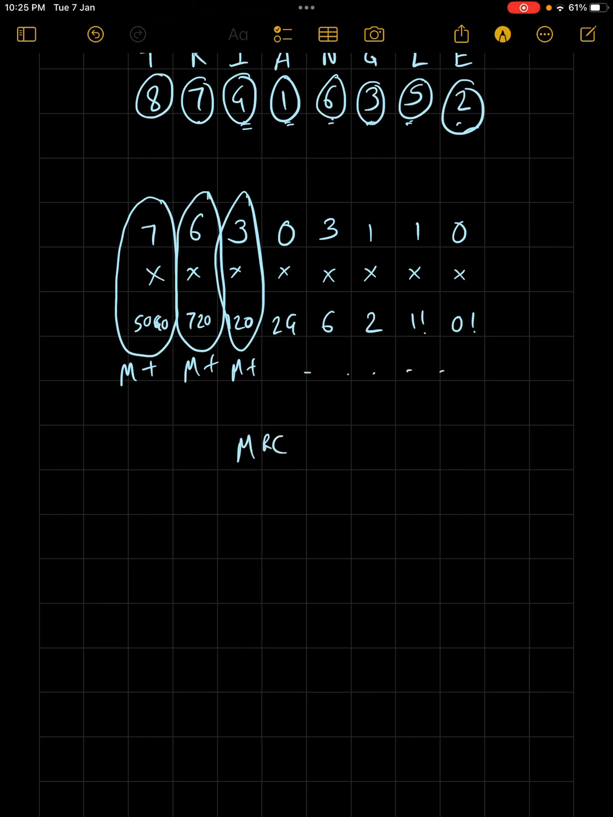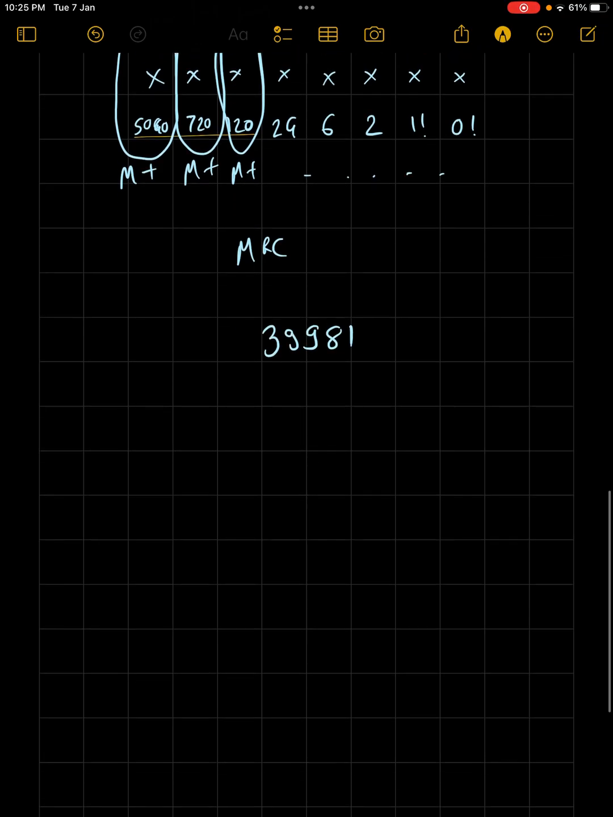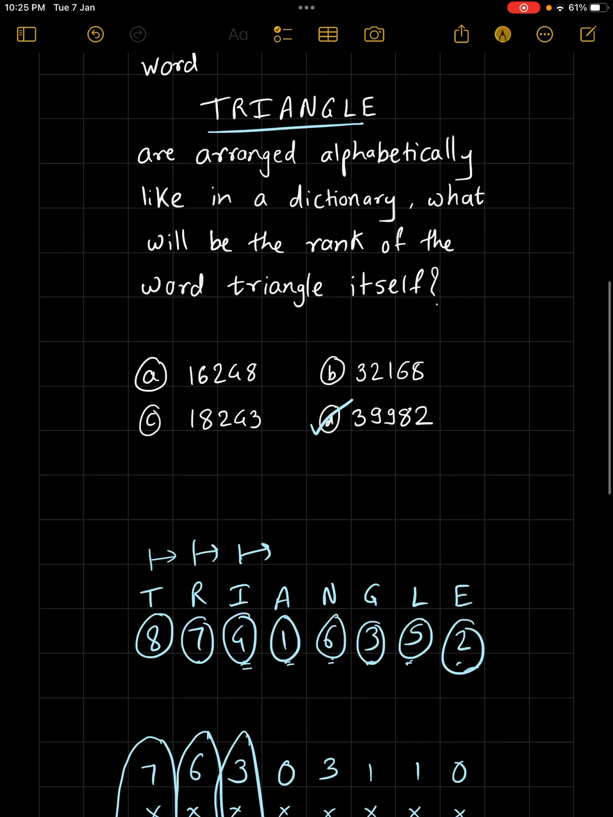If you press MRC, you should get 39981. This means there are 39981 numbers before triangle. That means triangle is 39981 plus 1, that is at the 39982 position, which is option D.